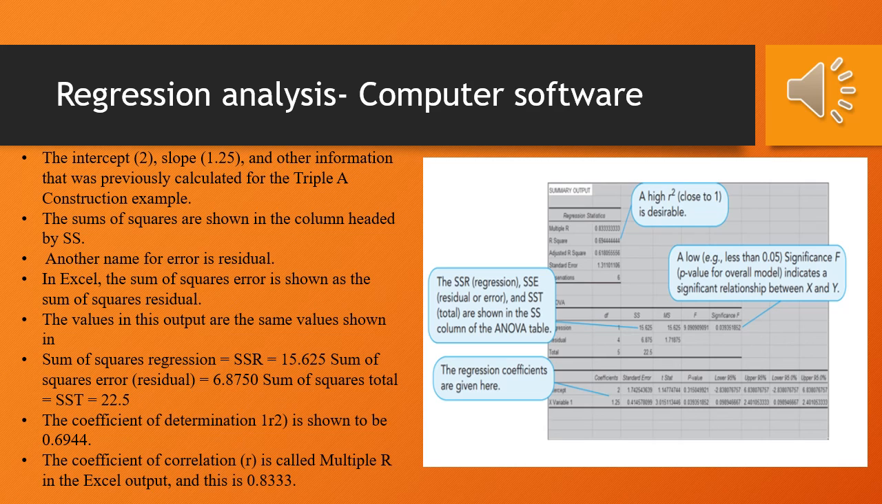The SSR regression, SSE residual error, and SST total are shown in the SS column of the ANOVA table, which is 15.625. The regression coefficients are given here, which is X variable 1, 1.25. Are we confused?